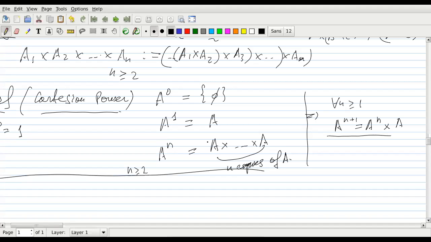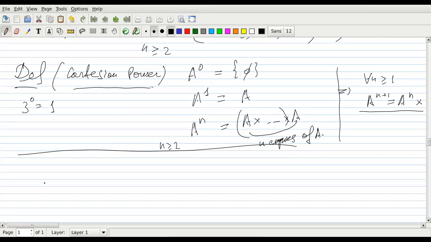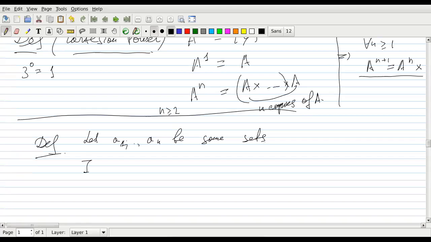Yes. You know, here we have left associative brackets. Okay. Another definition. Let A1 and so on be some sets. I call this structure A1, A2, AN.